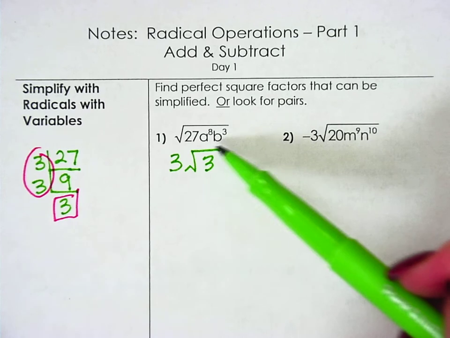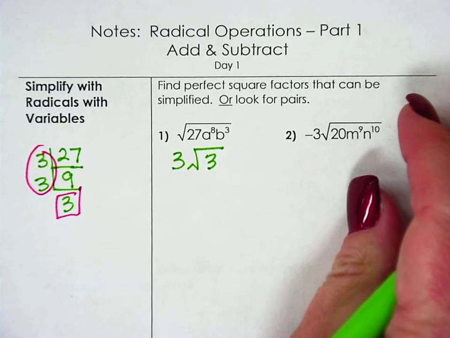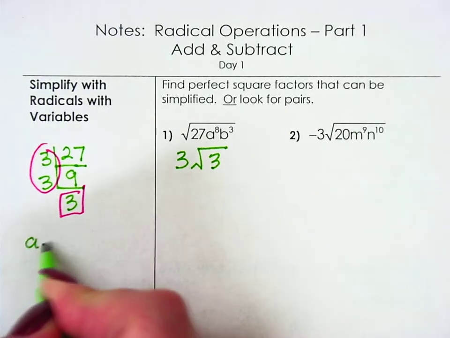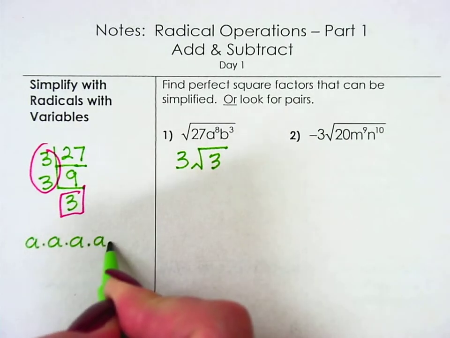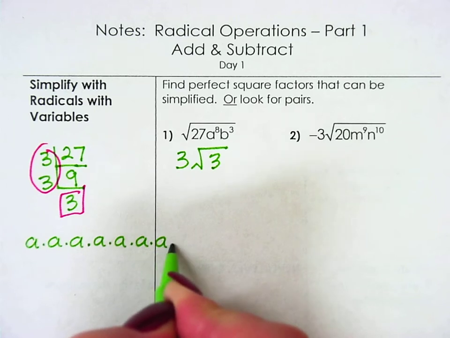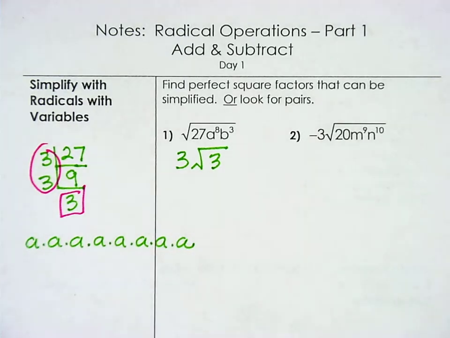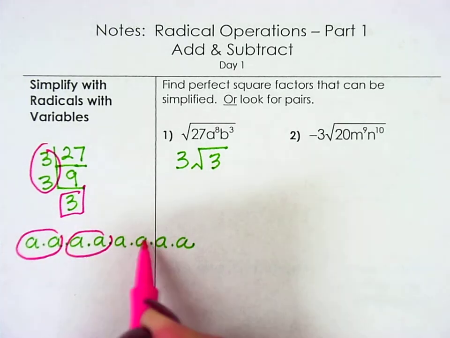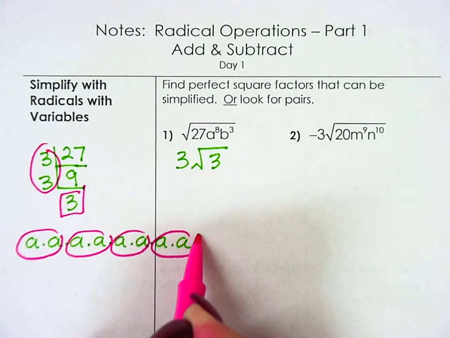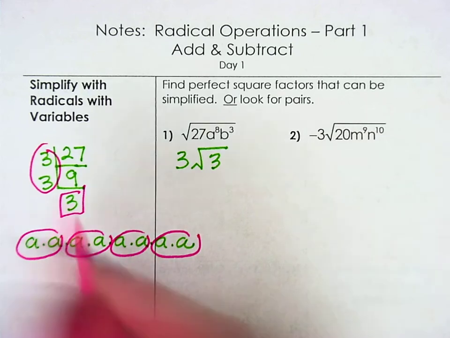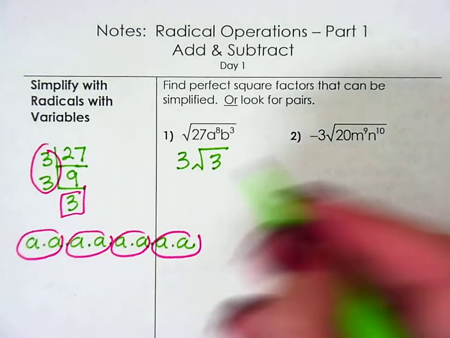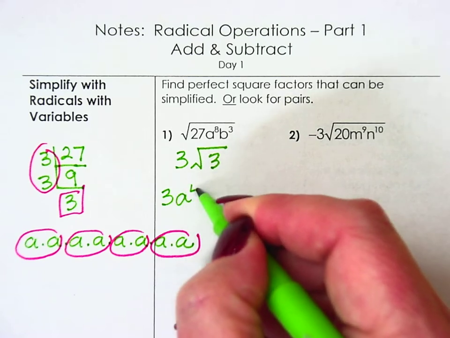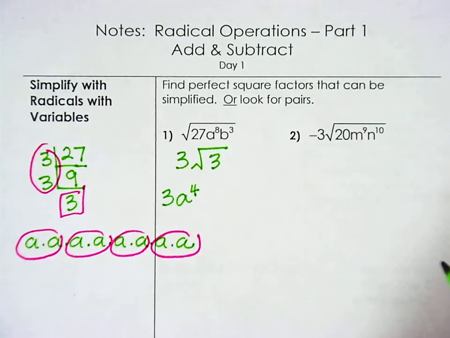Now, I have variables in here, so I need to figure out how many pairs I have. So my A has 8. 1, 2, 3, 4, 5, 6, 7, 8 A's. So how many pairs are there? 1, 2, 3, 4 pairs. So that's A to the 4th. So when I rewrite this now, 3's on the outside. A to the 4th comes on the outside with that.